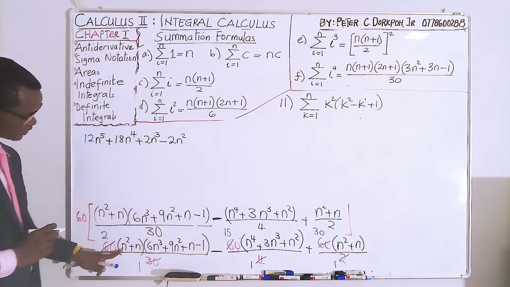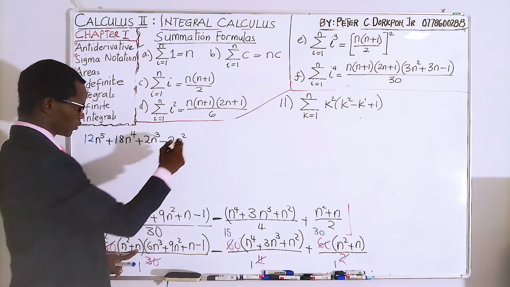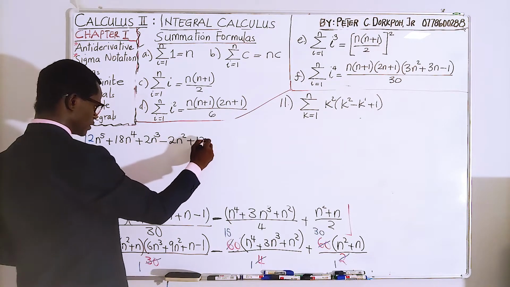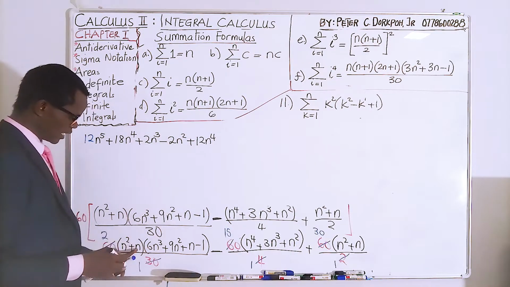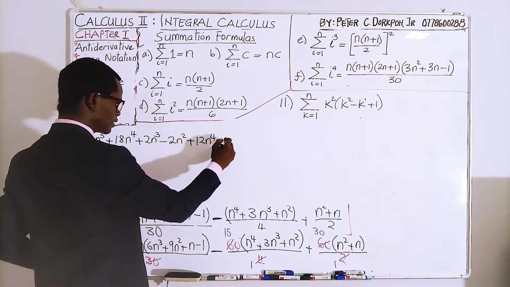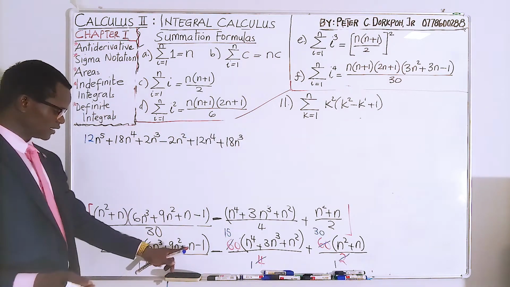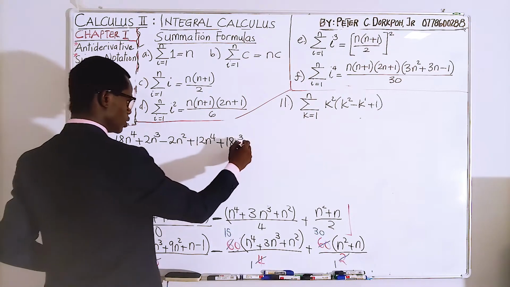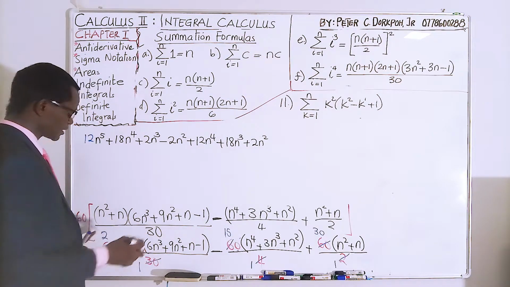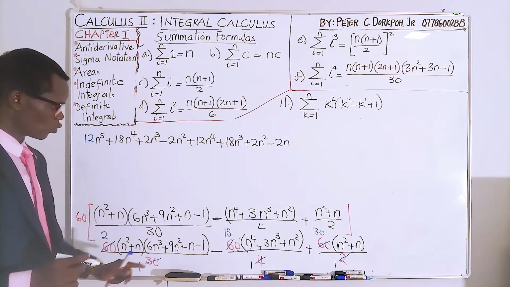We finish multiplying the first term by everything. We move to the next term. n times 6n cubed is 6n to the fourth, times this 2 is 12n to the fourth. n times 9n squared is 9n cubed, times 2 is 18n cubed. n times n is n squared, times 2 is 2n squared. n times negative 1 is negative n, times 2 is negative 2n. We finish with the first one, right? We move to the second one.